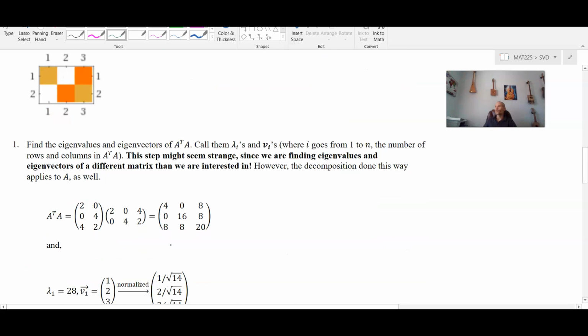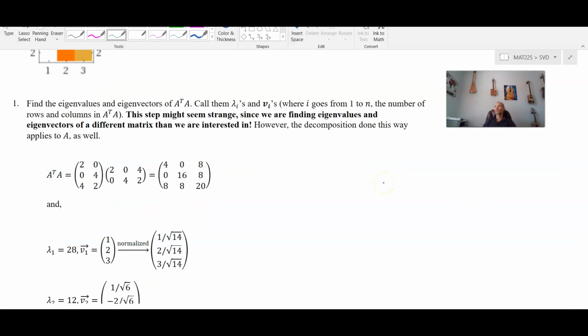The first thing that we're going to do in order to execute this is to find the eigenvalues and eigenvectors of A transpose A. We're going to call them lambda i's and vi's, where i goes from 1 to n. The strange step here is that we're finding eigenvalues and eigenvectors of a different matrix than the A matrix that we're interested in. But the decomposition will apply to A as well, as we'll soon see.